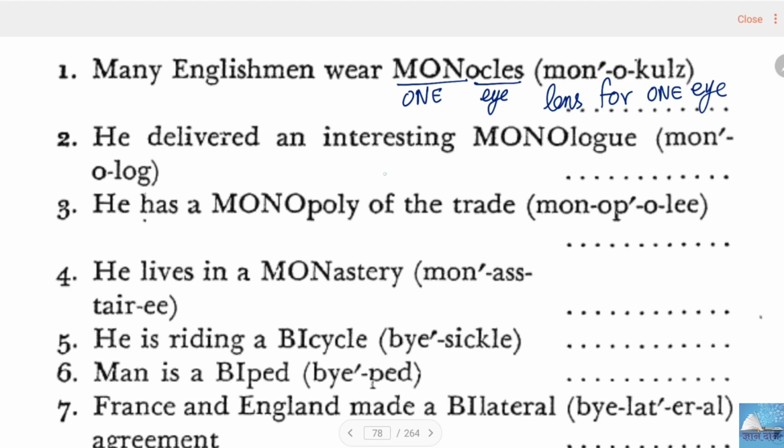He delivered an interesting monologue. Again, mono here means one, and log means a speech. So speech by one person.